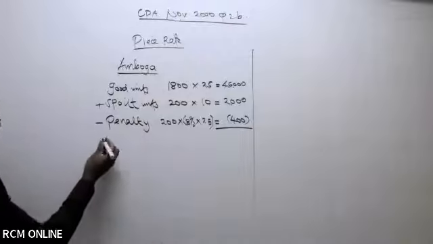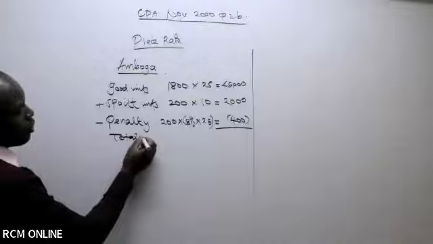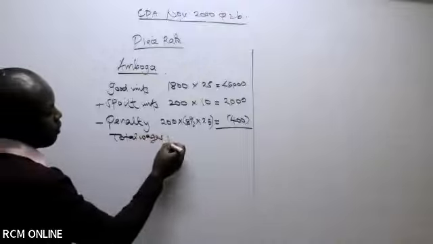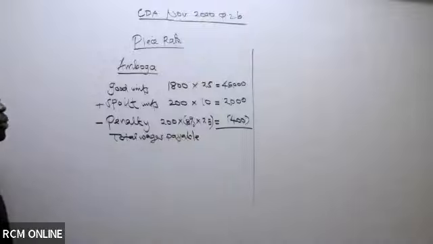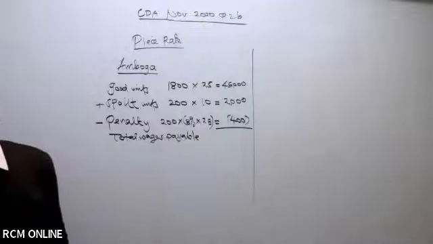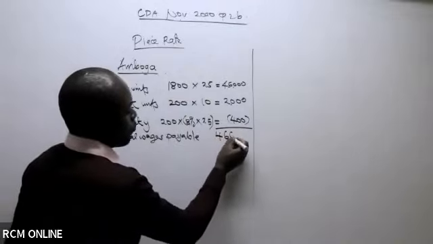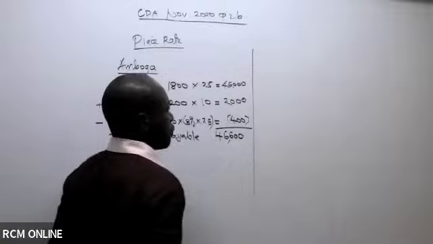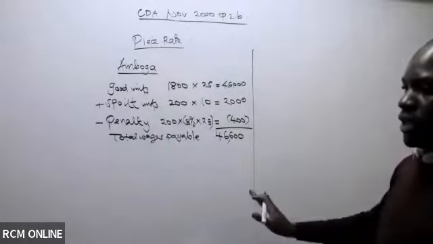So let's get total wages payable. Total wages payable is 46,600. Good. We want to deal with the same person. I said here it is a matter of making you get the concept.